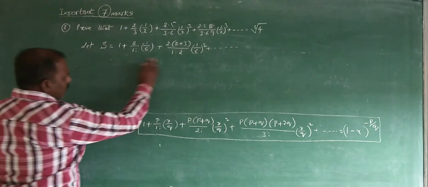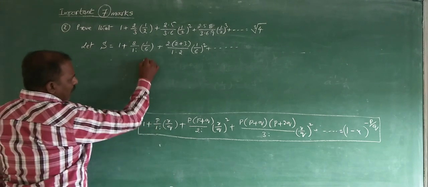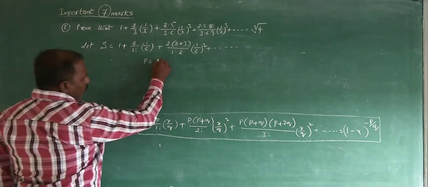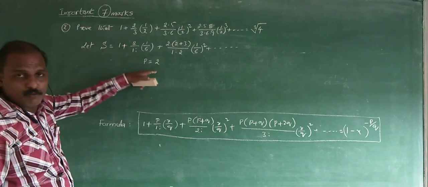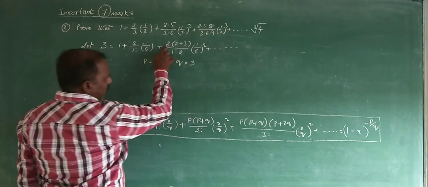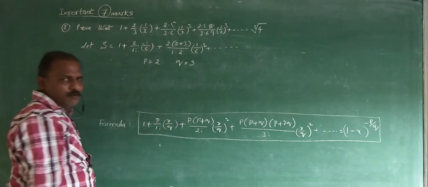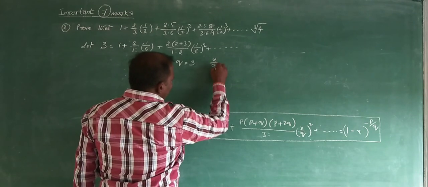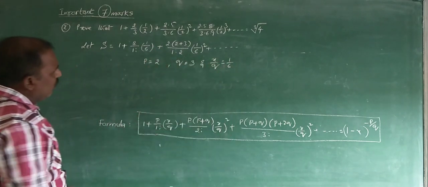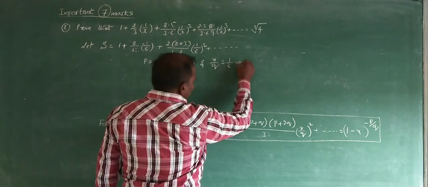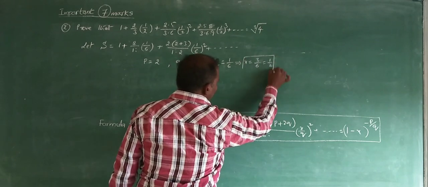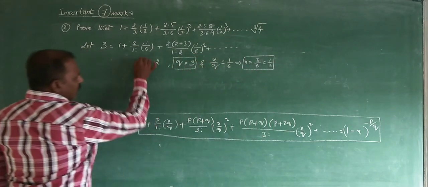So here I observe that, compared with this formula, p is equal to 2. P is equal to 2, the first term. What is q? The common difference. The common difference is 3. You can observe here also p into p plus q. And x by q is 1 by 6, so 1 by 6. What is the value of x? This implies x is equal to q times 1 by 6, that is 3 by 6, which is nothing but 1 by 2. So this is the value of x, this is the value of p, and this is the value of q.